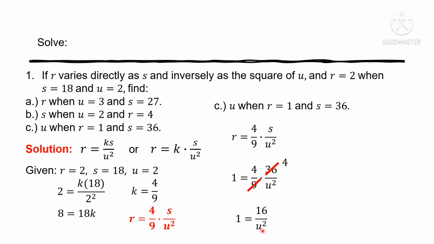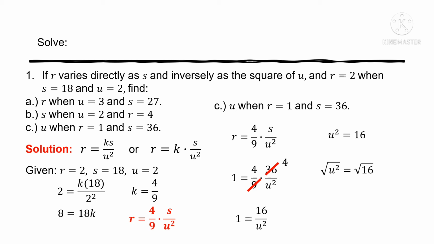Then, yung U squared, ita-times natin dito sa 1. So, ibig sabihin, minultiply natin both sides ng u squared. So, kaya naging u squared is equal to 16. We simply cross-multiply. Yan. So, u squared equals 16. To find the value of u, kukunin lang natin yung square root sa magkabilang side.